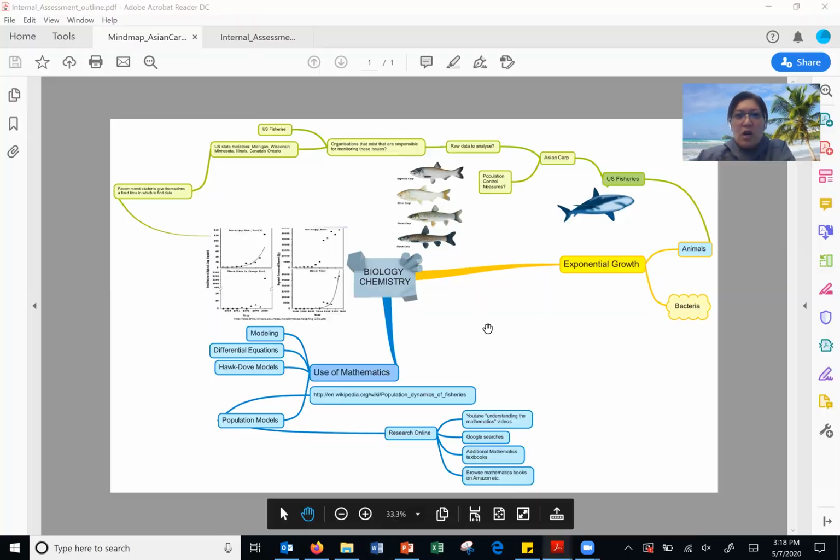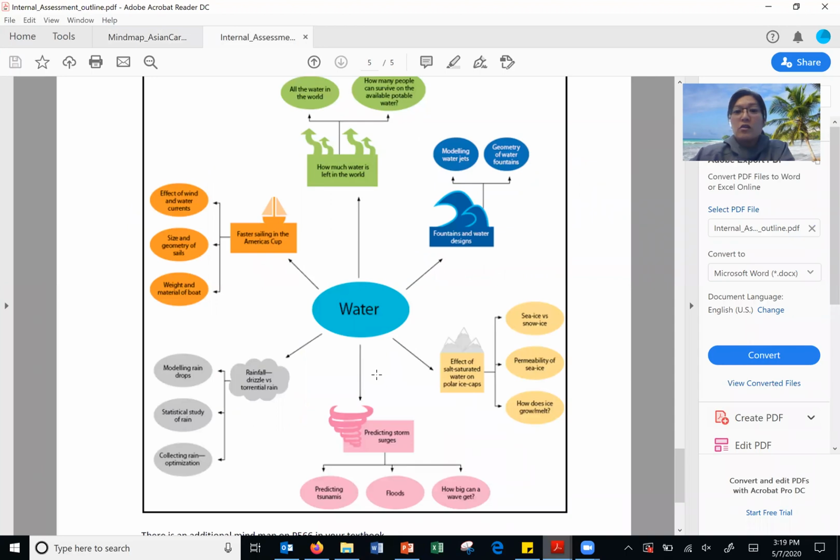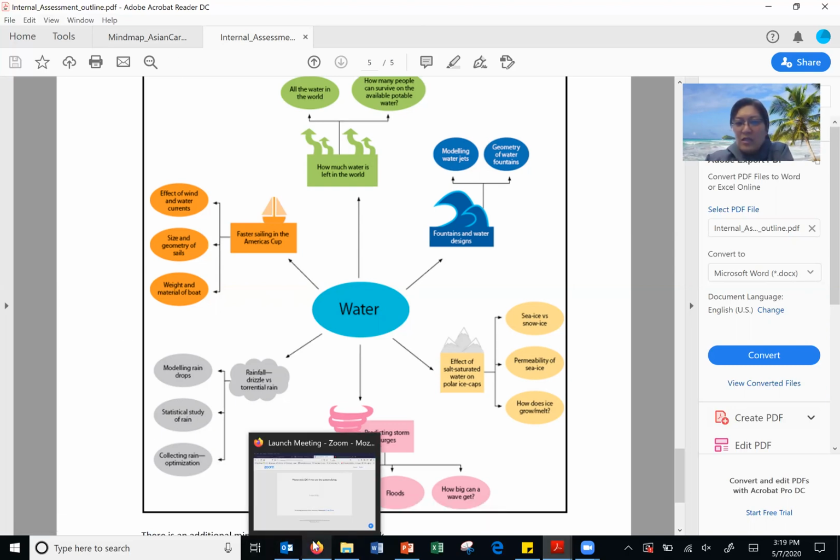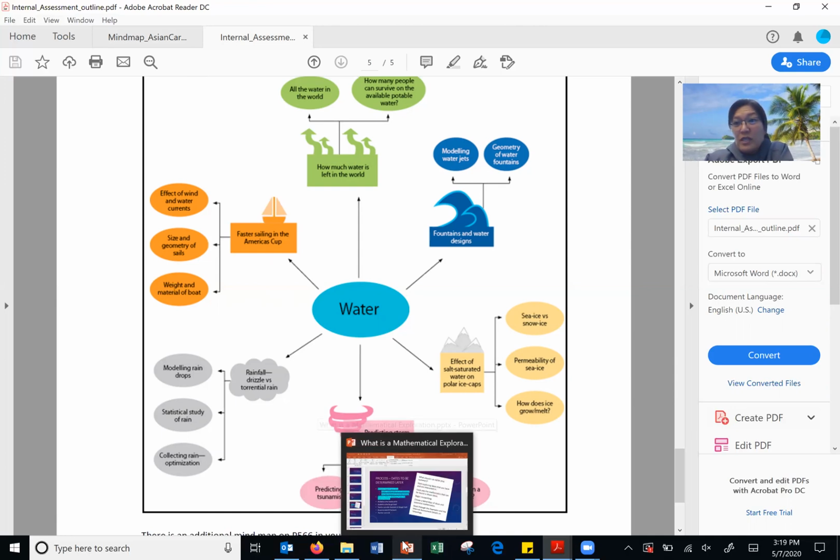Here's another example of one based on water. So this person might have been very interested in water, and then they started talking about, okay, well, maybe I'll look at rainfall. Maybe I'll look at fountains and water designs. Maybe I'll look at sailing. Maybe I'll look at salt saturation or predicting storm surges or how much water is left in the world. But then they also had to start thinking about what those math pieces are. So those are 2 examples of mind maps that you could look at to help you identify places to go.